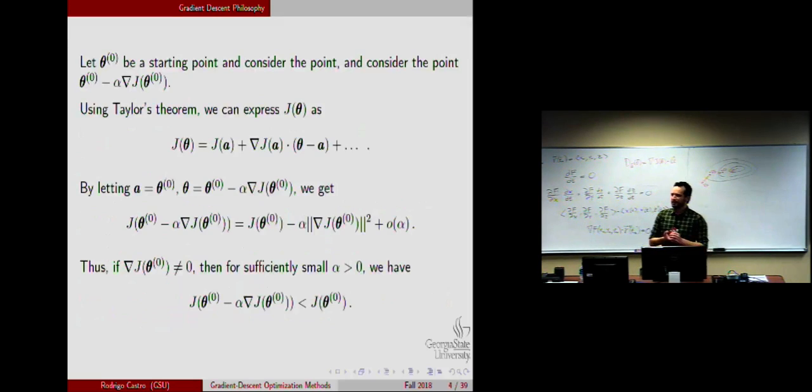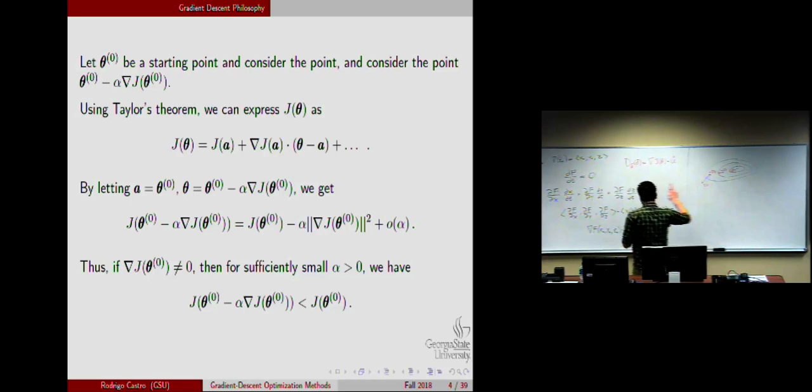Before getting to the algorithm, this is one of the things that you need to do at least once in your life: prove mathematically that it is an actual improvement. We're going to take a point here, the starting point theta zero, and we're going to subtract a fraction of the gradient. We are hoping that at this point, the function will be a little smaller.